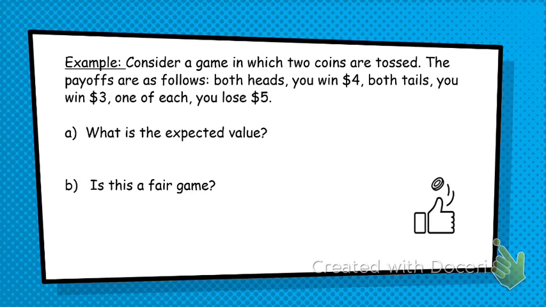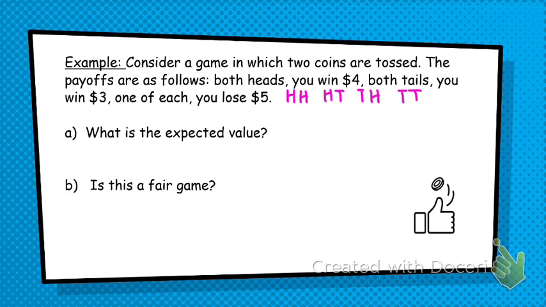Okay, let's look at another type of example. Consider a game in which 2 coins are tossed. The payoffs are as follows. Both heads, you win $4. Both tails, you win $3. And one of each, you lose $5. Let's list our scenarios. We can have 2 heads, a heads and a tails, a tails and a heads, or a tails and a tails.